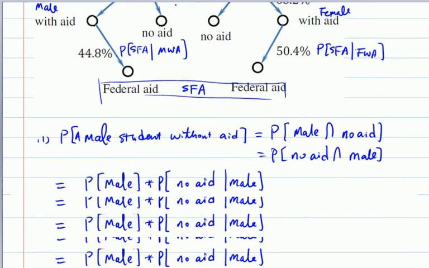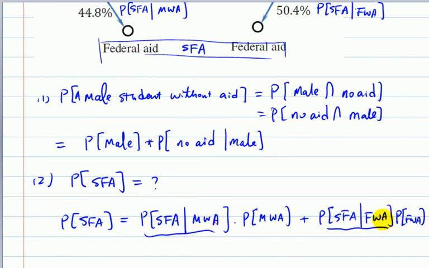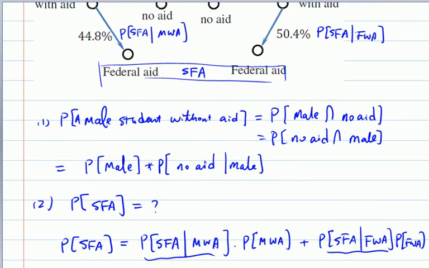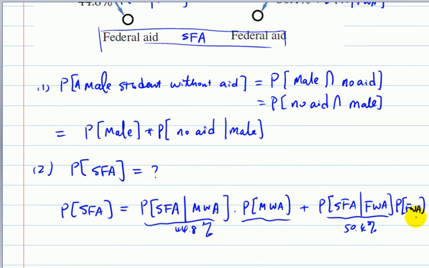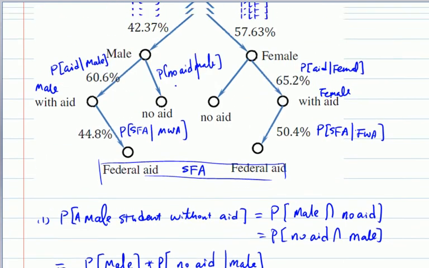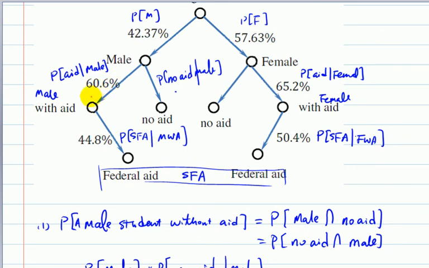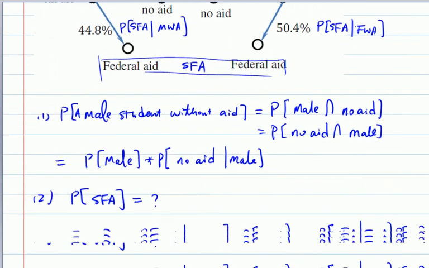Now we know this and this, that's from the tree diagram. One is 44.8 and the other is 50.4. But what about this and that? You have to go 1 level up here. So you're looking for the probability of a male student with financial aid, and a female student with financial aid. You need to look at 1 level up over there.